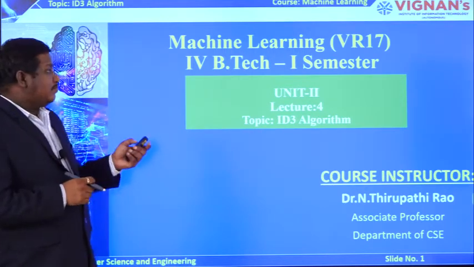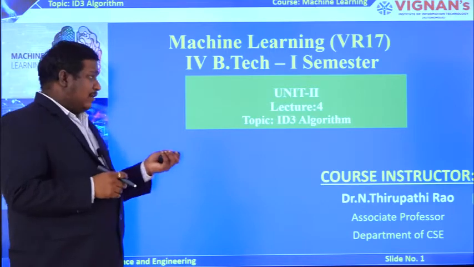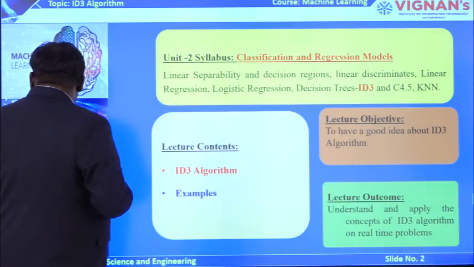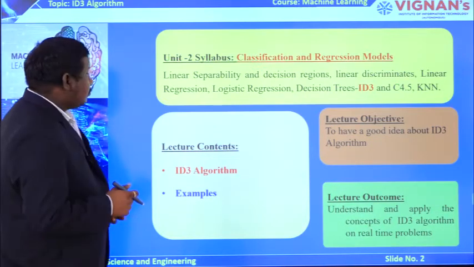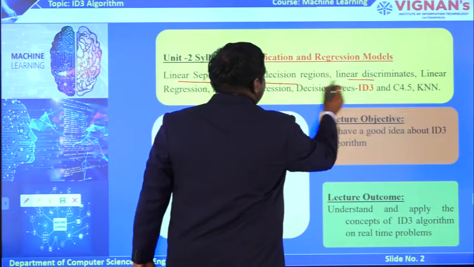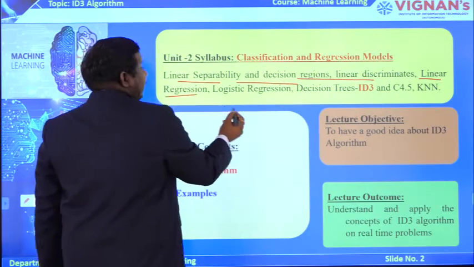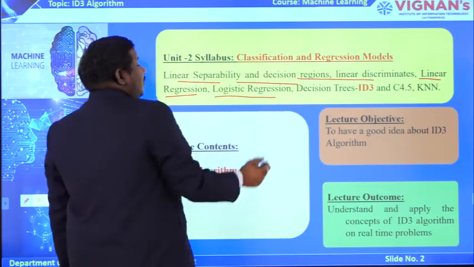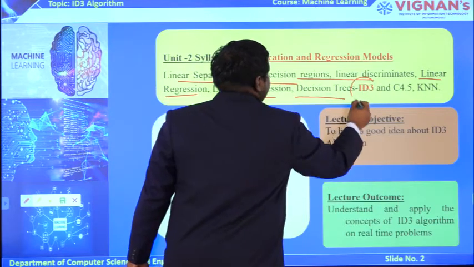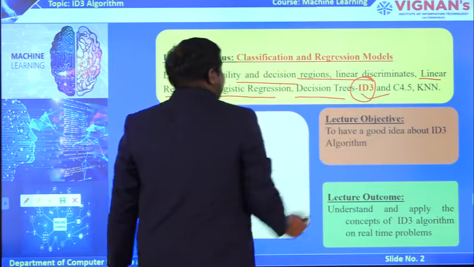Let us see what the contents of this lecture are, then we will go into detail about this algorithm. This is the syllabus you have. So far we have covered all these things: linear separability and decision regions, linear distributions, and important regression techniques, that is linear regression and logistic regression, and of course we have seen decision trees. Today we are going to see another important algorithm in decision trees, that is ID3.